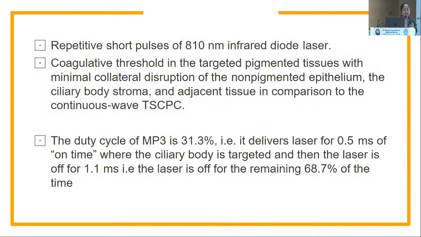So micropulse basically acts by giving repetitive short pulses of 810 nanometer infrared diode laser in such a way that the coagulative threshold is achieved in the targeted pigmented epithelium, however, not causing much collateral damage to the surrounding tissues, thus decreasing the chances of inflammation and phthisis bulbi in comparison to the conventional continuous wave transscleral photocoagulation. It is able to do so because the duty cycle in micropulse laser is such that the laser is delivered only for 0.5 milliseconds in the on time, whereas the laser is switched off for 1.1 milliseconds. Therefore, the heat energy accumulated is much less.